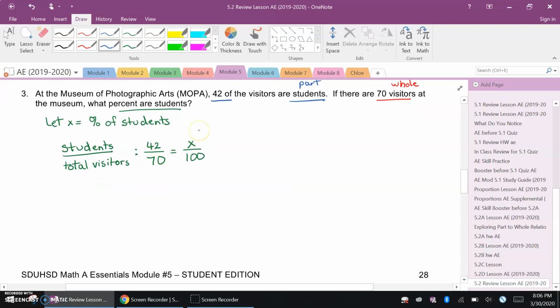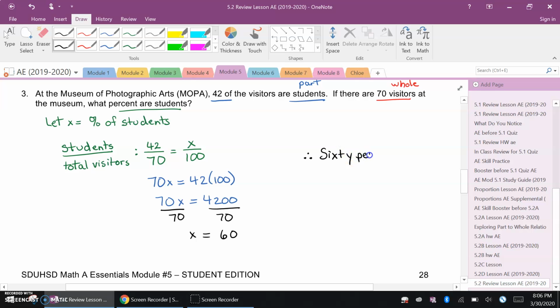So this time when we multiply, we're going to have a different value with the x. So we have 70 times x equals 42 times 100. So we've got 70x equals 4,200. We're going to divide by 70, and then we will have x equals 60. So that means that 60% of the visitors are students.